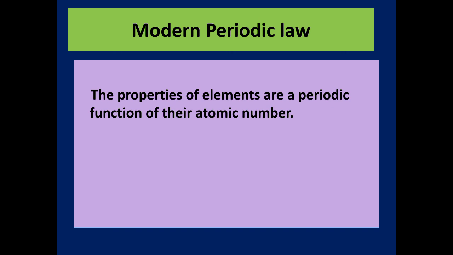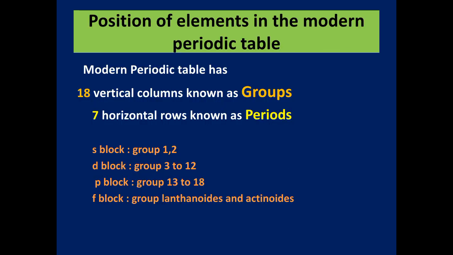Modern periodic law. The modern periodic law states that the properties of elements are a periodic function of their atomic number. Position of elements in the modern periodic table.